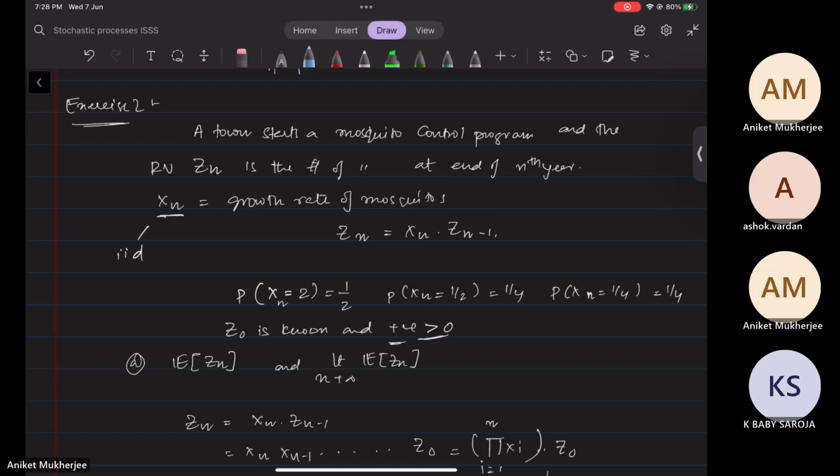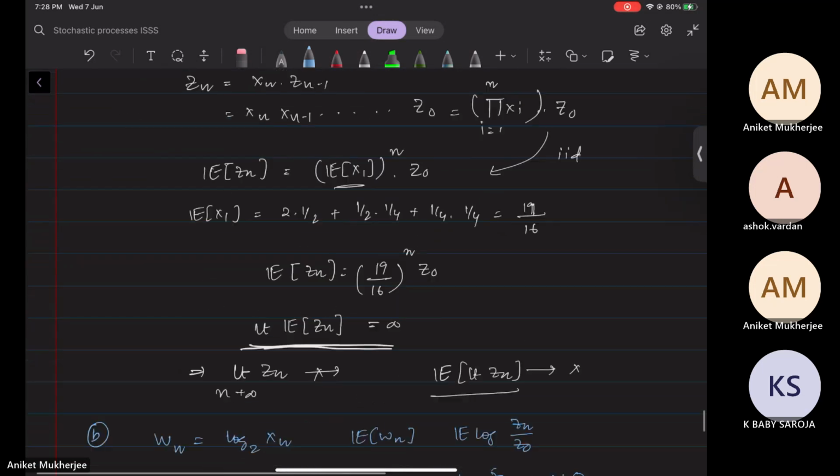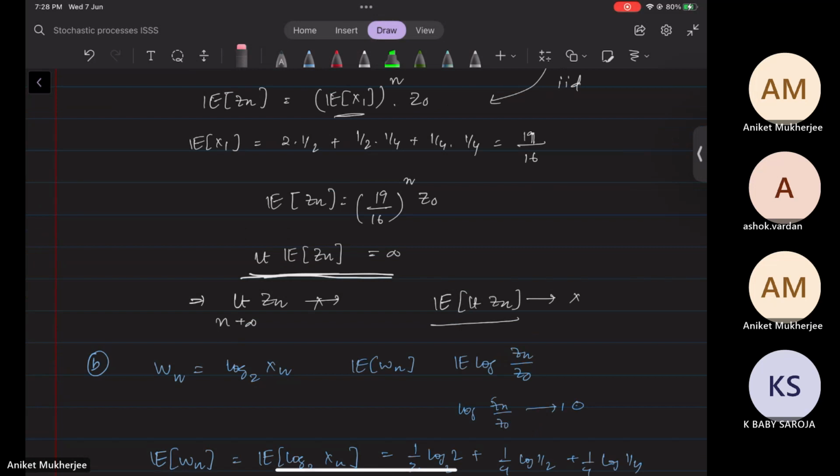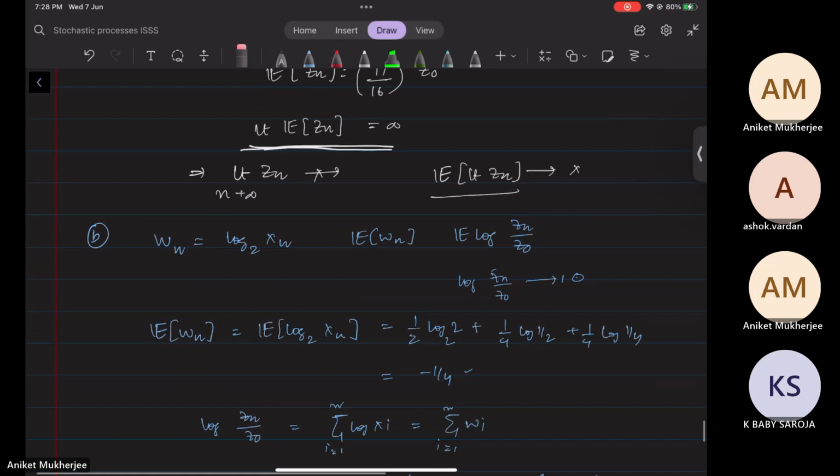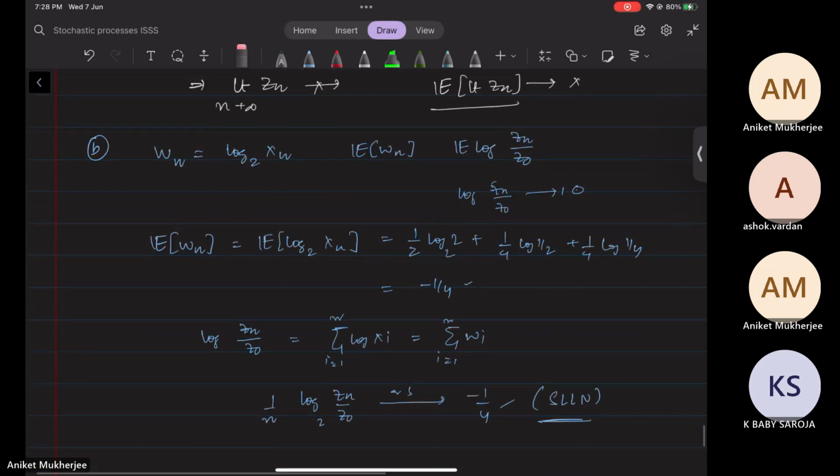So what this question tries to answer is that sometimes when you can't directly find how good a system is, you can manipulate it using logs, and using the SLLN and CLT, you can try to show the convergence of these logs to a negative number or something, and then claim that a system is working better or not.